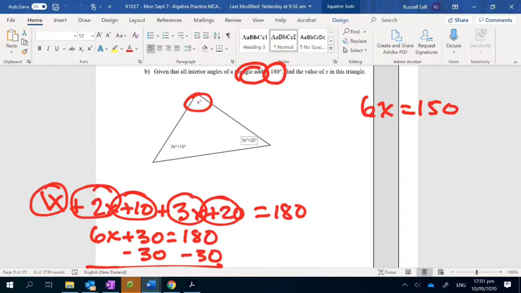How is the 6 connected to the x? The opposite of multiply by 6 is divide by 6. Gives you x equals what? 25. Well, yeah. And because it's angles, 25 what? Degrees.